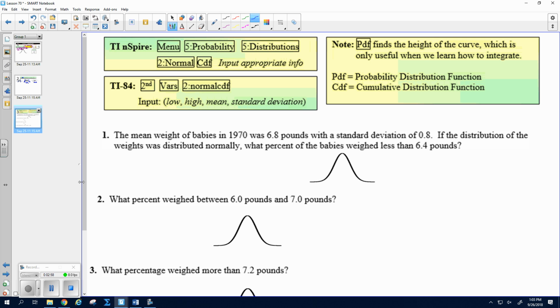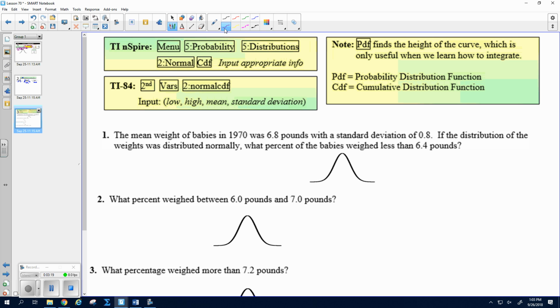So first of all, the mean weight of babies in 1970 was 6.8 pounds. That's how much my kid was, 6.8 pounds. Right, on target, all right? With a standard deviation of 0.8. If the distribution of weights was normally distributed, what percent of babies weighs less than 6.4 pounds?